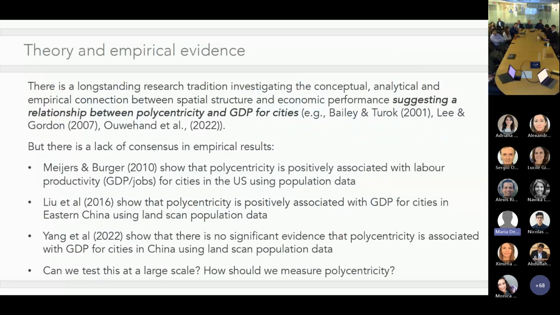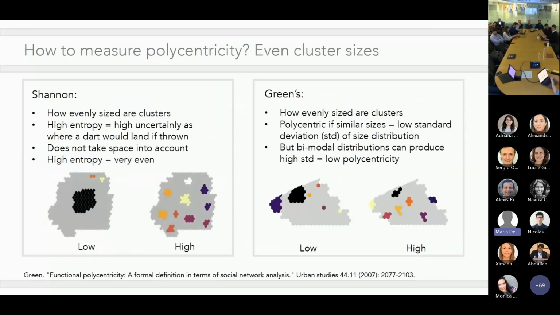Okay, so there is a very rich literature that looks at this question and provides, let's say, theoretical support for this question. The empirical results that have tested this are varied, right? We have some studies that show some level of correlation between polycentricity and GDP or labor productivity, but then there are other studies that don't find any correlation at all. And of course, all of these studies use different methods to define polycentricity, but they also use very different data inputs. Some of them are using population data, some jobs, et cetera. So one of the first questions we asked ourselves is, how should we measure polycentricity?